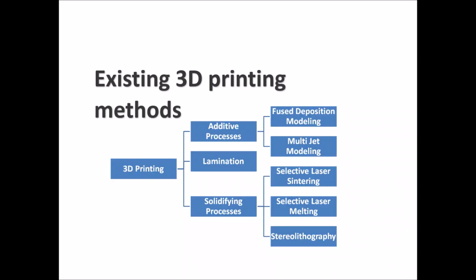Overview of the 3D printing. 3D printing goes through three main processes: additive processes, lamination, and solidifying processes. The additive processes include fused deposition modeling and multi-jet modeling. And for solidifying processes, you can have either selective laser sintering, selective laser melting, or stereolithography. Each one of these 3D printing methods will be discussed in detail during this course.